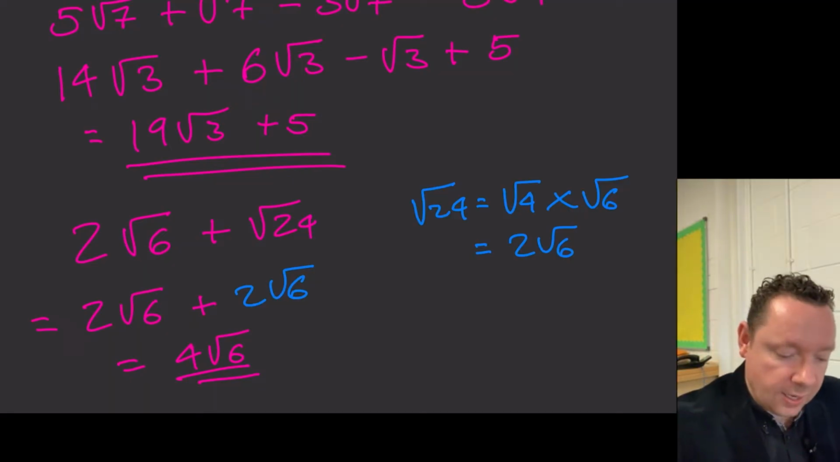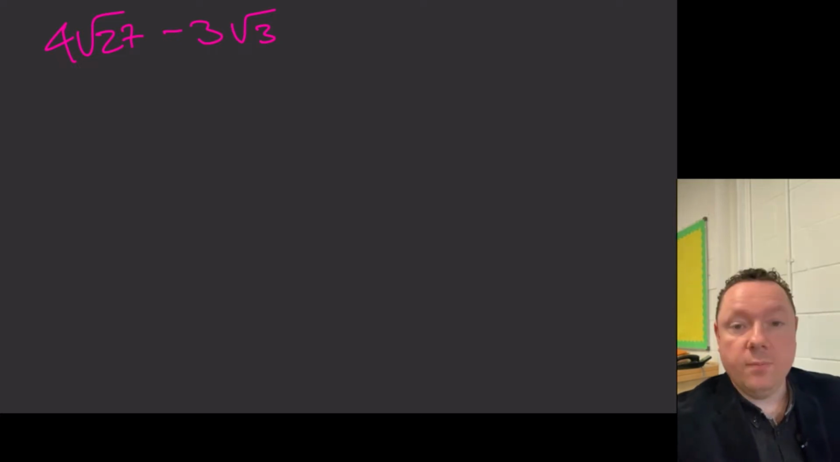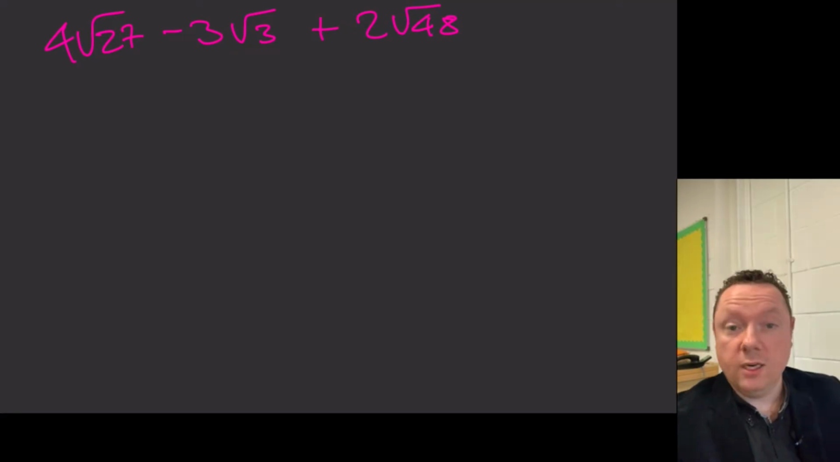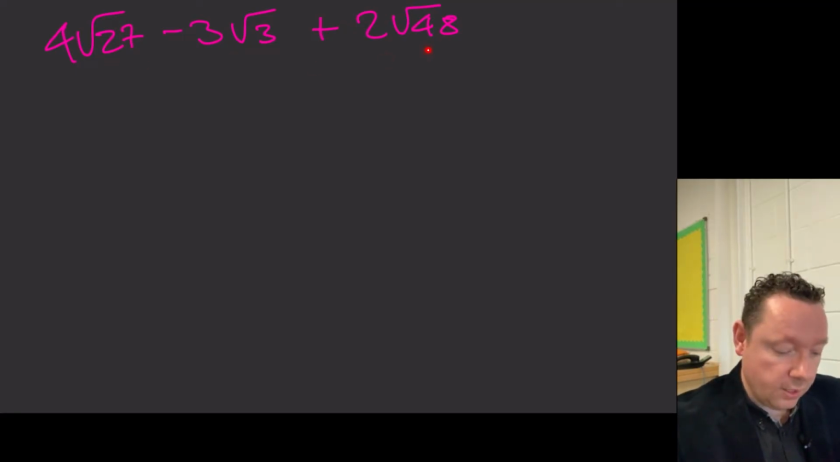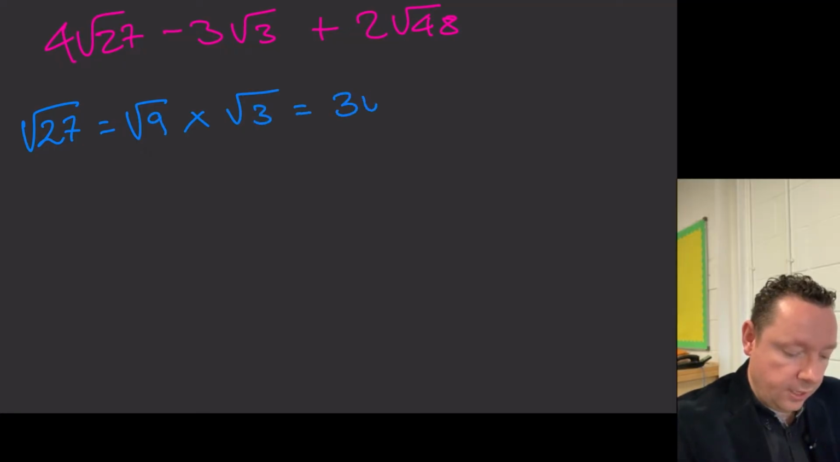Let's look at a more complicated example like that. Let's say we wanted to simplify 4 root 27 minus 3 root 3 and then plus 2 root 48. So now we've got a lot of mixed different ones. So my smallest one can't be simplified because obviously there's no square numbers that go into 3. So I'm going to try and simplify this one and this one and see how far I go. So looking at the root 27 part, that is square root times square root, 9 and 3. That makes 3 root 3.